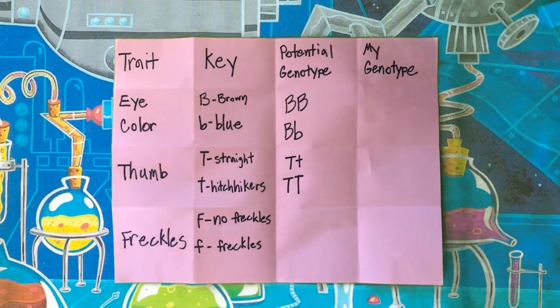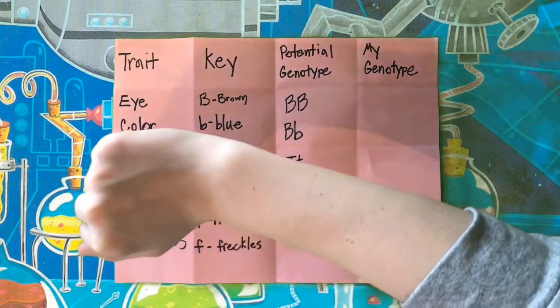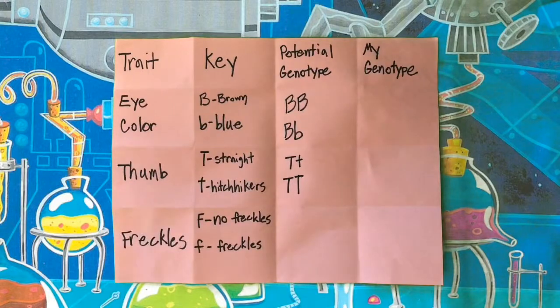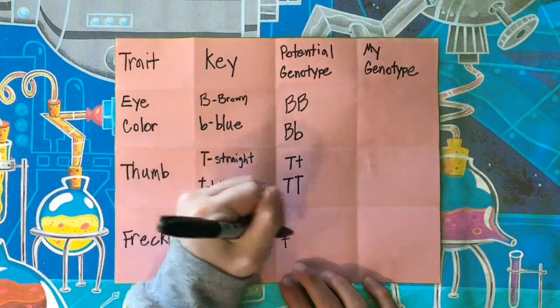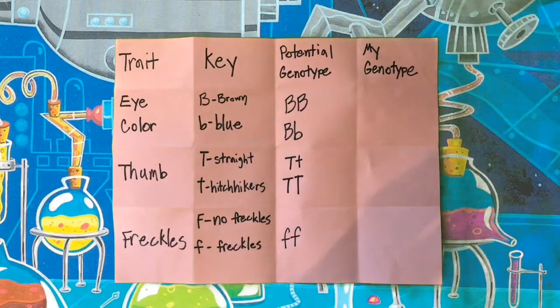Finally, for the freckle trait, I do have freckles, so my genotype can either be capital F, lowercase f, or capital F, capital F. Sorry again for the mix-up on my sheet.